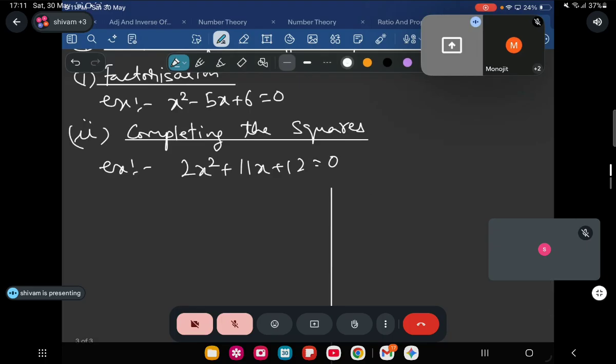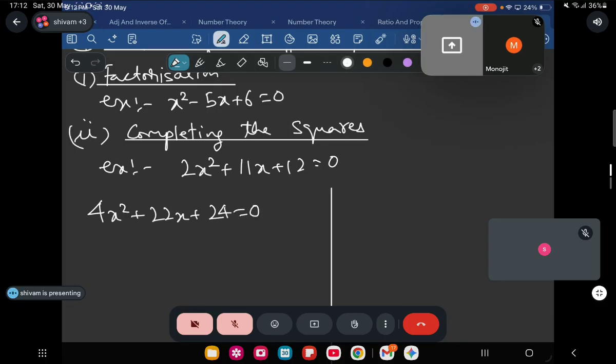So what you do is, now you have to start making a perfect square. Okay, there are 2 ways you can proceed. First of all, you see 2 is not a perfect square, right? X square is a perfect square. So in order to make it a perfect square, I have to multiply by 2 first, right? So let us multiply by 2, we'll get 4x square plus 22x plus 24 equal to 0.